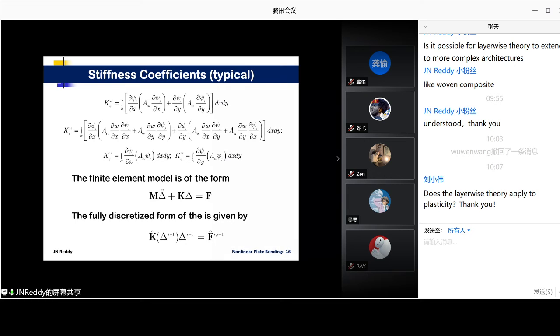So those are all built into the commercial codes. You have a choice to pick them, but some of them are conditionally stable and others are stable. No matter what time step you take, you get a solution that does not blow up, but that doesn't mean it would be accurate. You still have to use a small time step to get a good accurate solution.